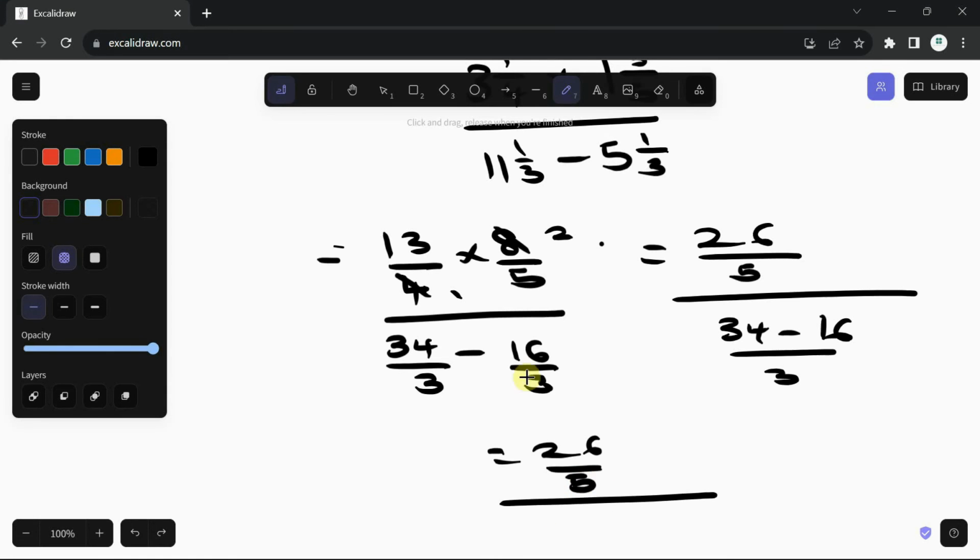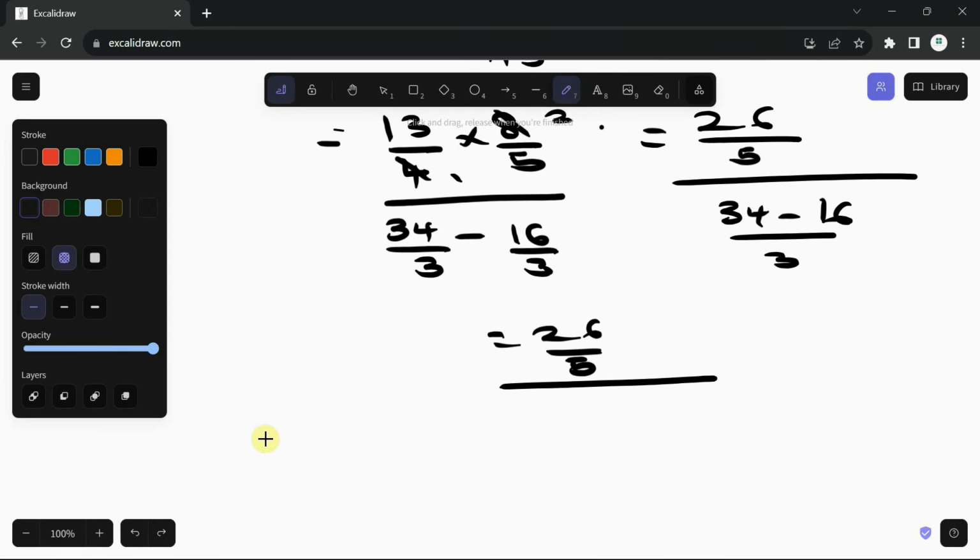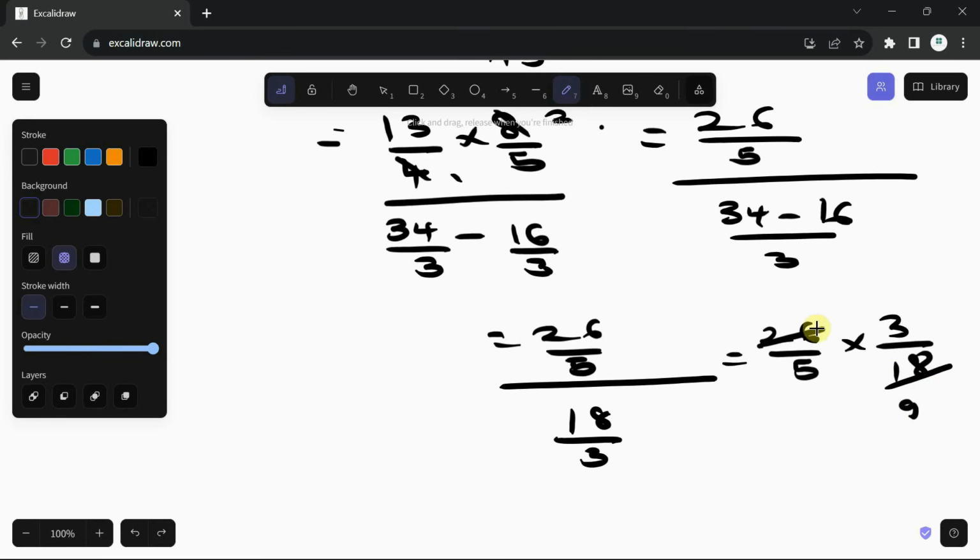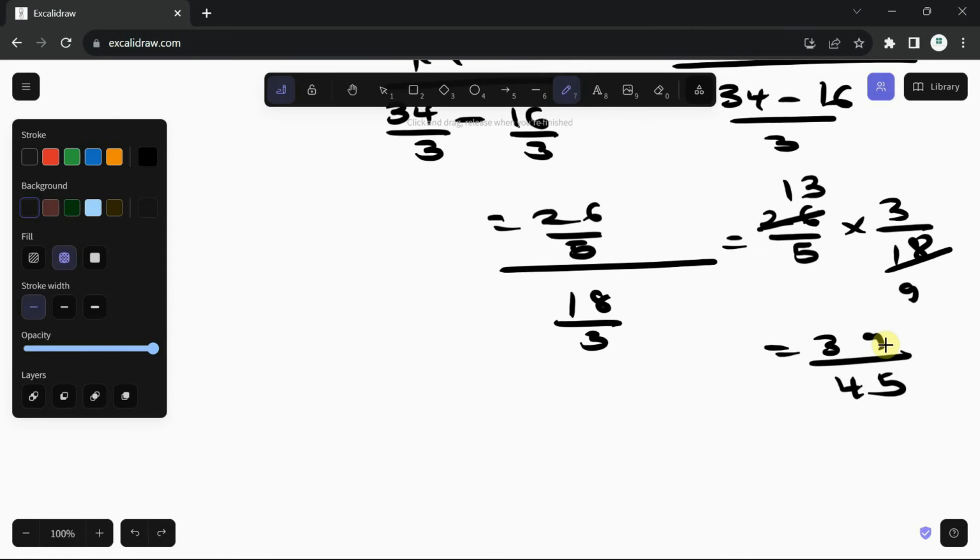divided by what? 34 minus 16 is what? What would that give me? That would give me 18. 18 over 3. So 26 over 5 times 3 over 18. Right? So 2 here 9, 2 here 13. Right? So 13 times 3 is 39. 5 times 9 is 45. So 39 over 45. Of course, something else can also be reduced.